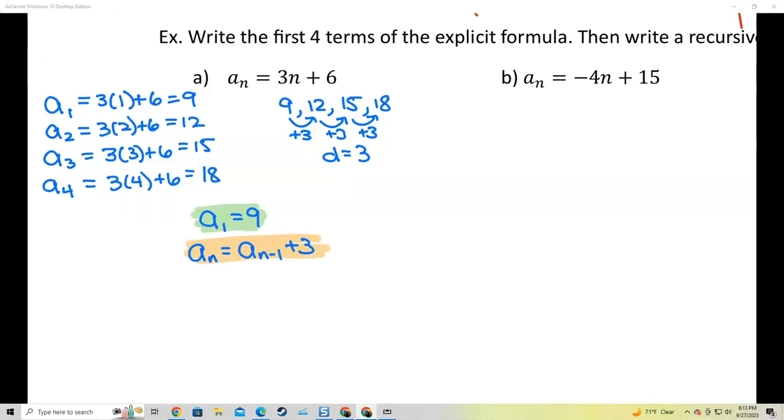But remember, you need both parts. If you only have one part, it's not good enough. Okay, so first, tell me where you're starting. Second, tell me what you did with the previous term, and then that'll give you the recursive formula.